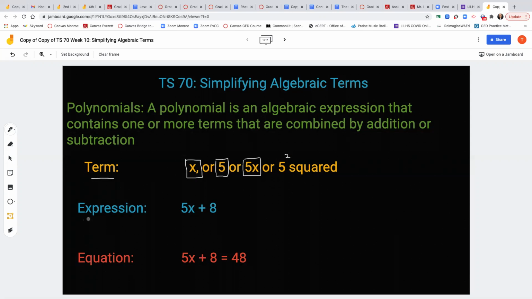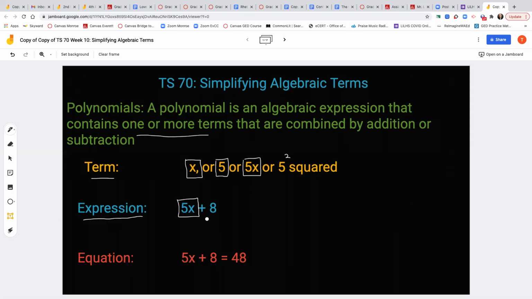In this expression, I like to refer to it, like English, as kind of like a phrase. There's a sentence and there's a phrase. A phrase is part of a sentence. An expression is like 5x plus 8. So this is like a polynomial. It contains one or more terms that are combined by addition or subtraction. This is one of the types of polynomials, and I have 2 terms.